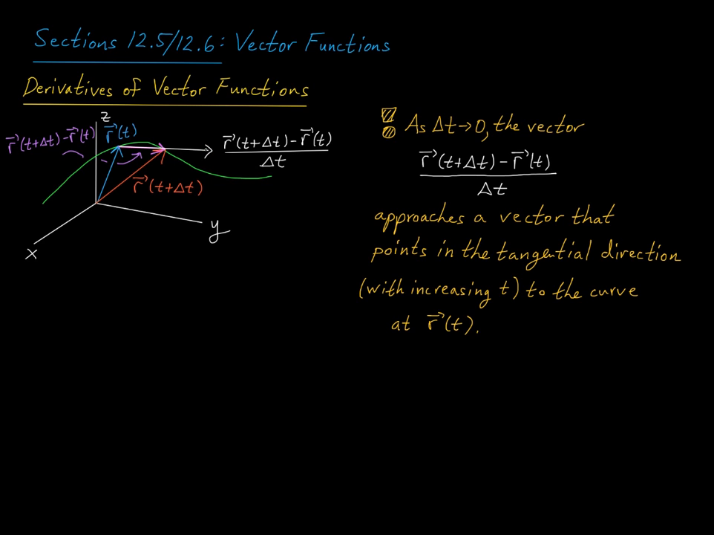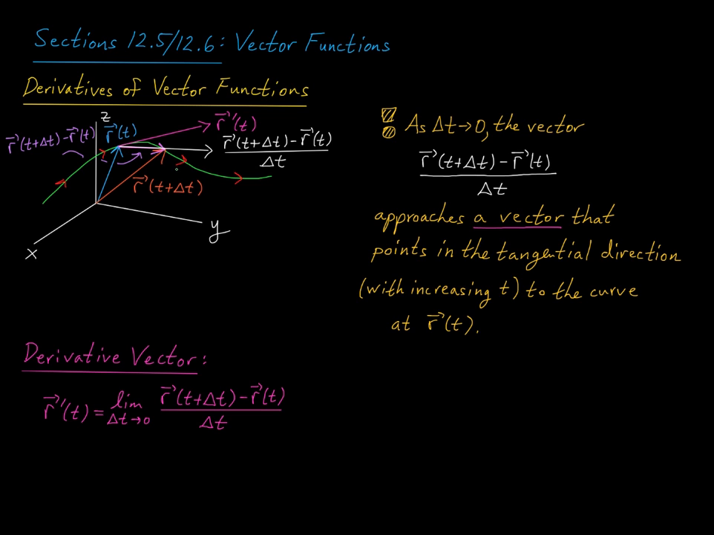So what is going to happen to the direction of this white vector as we let delta t approach zero? Well, r of t in blue is fixed. What happens to this red position vector as delta t gets small? The head of the red vector is going to approach the head of the blue vector. What's going to happen to this purple difference vector? It's going to start to look more and more tangential to our green curve as delta t gets smaller and smaller. So as delta t approaches zero, this white vector approaches a vector that points in the tangential direction to the curve at r of t. Here is that vector in purple. We're going to call this the derivative vector, r prime of t.